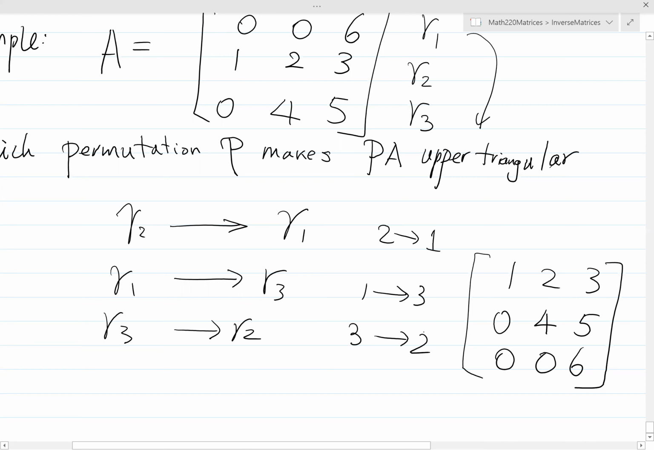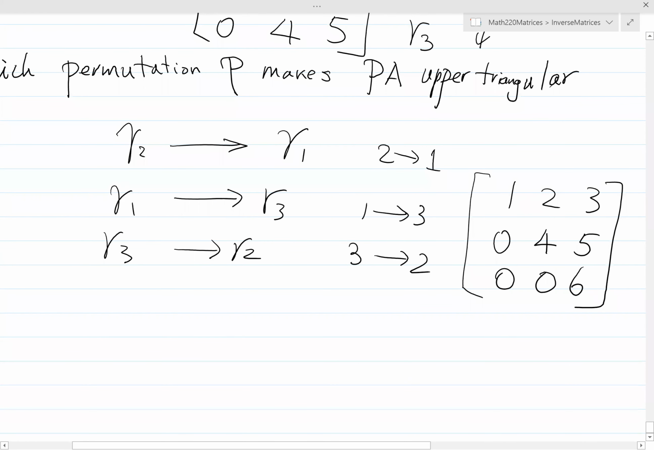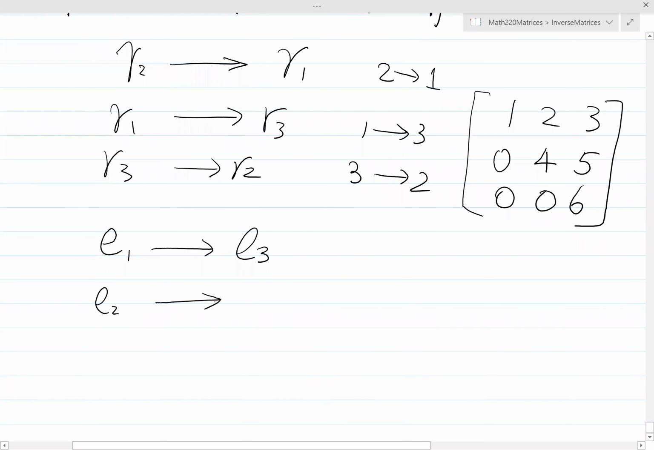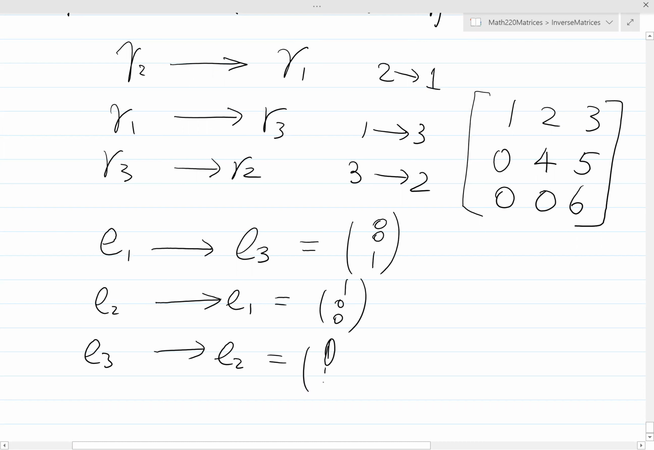3 goes to 2. Okay, so what we get is, if you write this basis, E1 goes to E3. Now E2 will go to E1. Now E3 will go to E2. So E3 is 0, 0, 1. E1 will be 1, 0, 0. E2 will be 0, 1, 0.